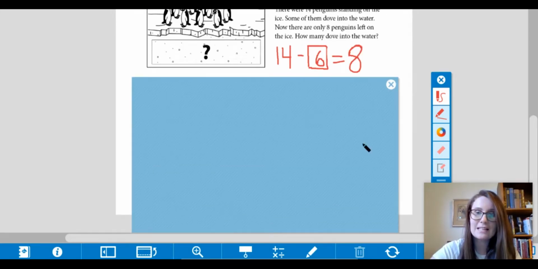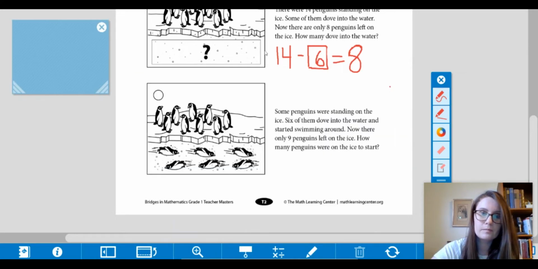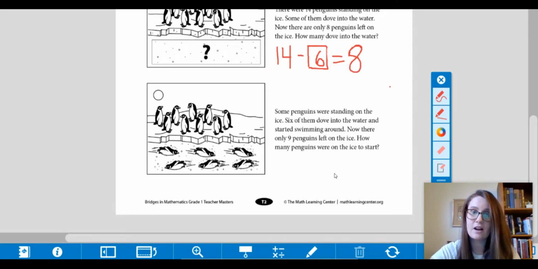All right, one last story problem before I have you go off and do your own problems. All right, some penguins were standing on the ice. 6 of them dove into the water and started swimming around. Now there are only 9 penguins left on the ice. How many penguins were on the ice to start?